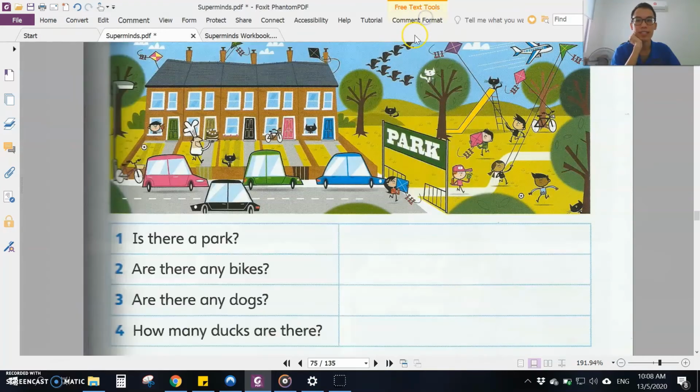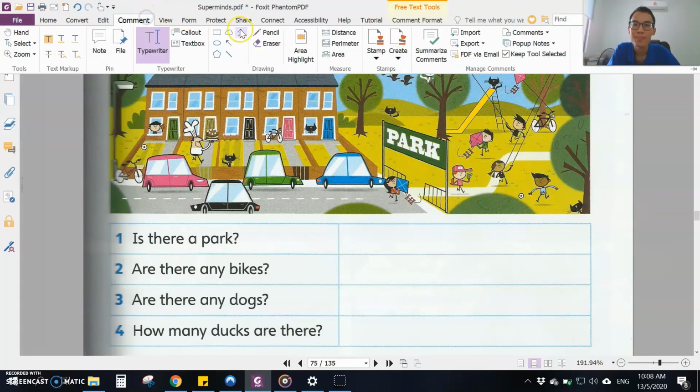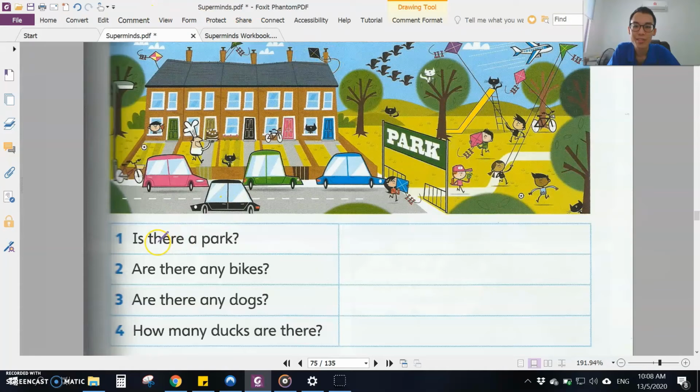So did you get the same answer? Now look at the question again. The question used is. Is there any park? So when you answer, you also should use is. There is a park. Or you answer yes, there is. Can you see the park over here? Yes, there is. Then the question asks, are there any bikes?